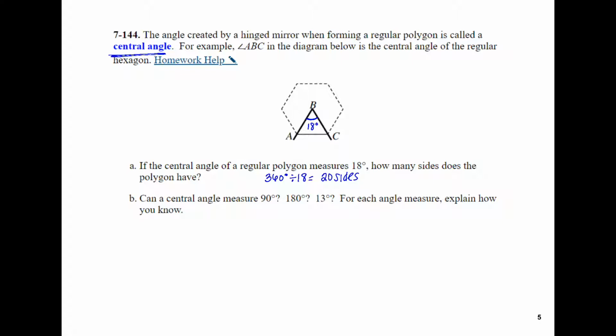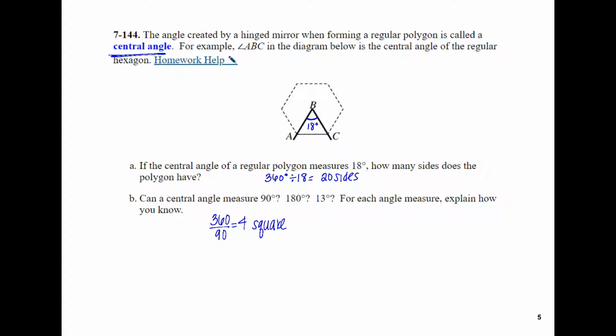Can a central angle measure 90 degrees, 180 degrees, or 13 degrees? Well, when we look at a polygon and we take 360 degrees and divide it by 90 degrees, we would get 4, which would give us a square.